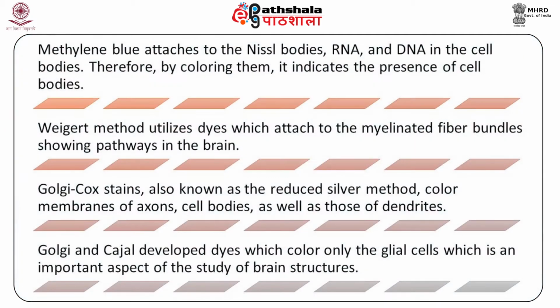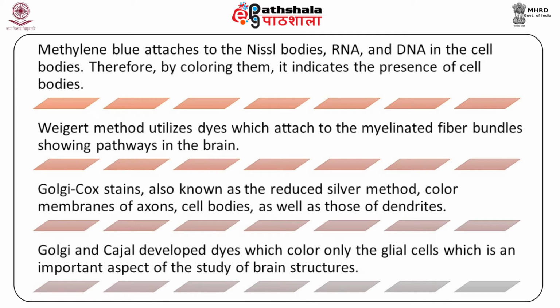Methylene blue attaches to the Nissl bodies, RNA and DNA in the cell bodies. Therefore, by coloring them, it indicates the presence of cell bodies. Weigert method uses dyes which attach to the myelinated fiber bundle, showing pathways in the brain.